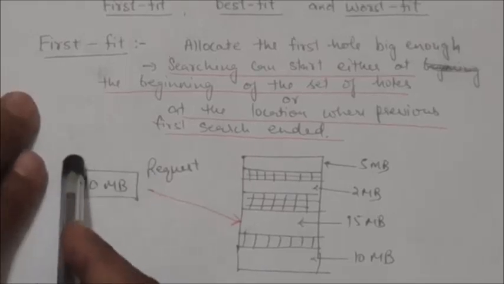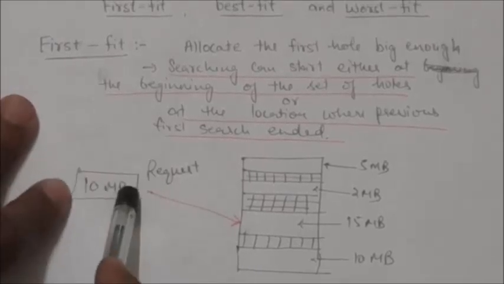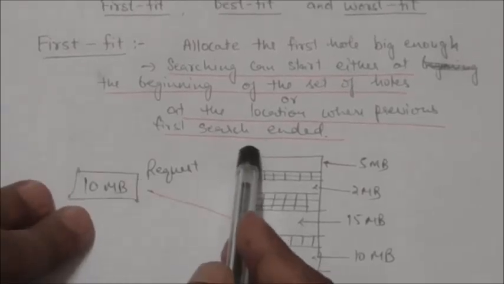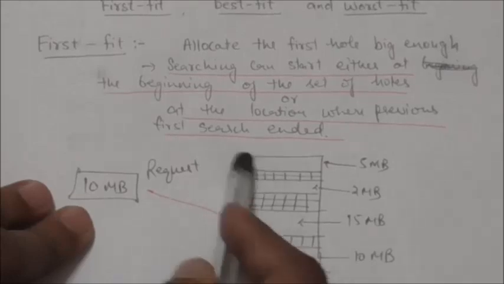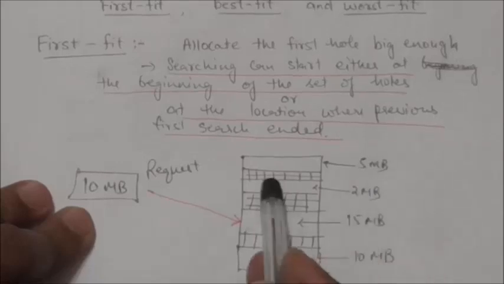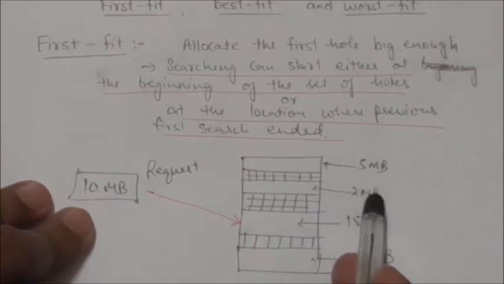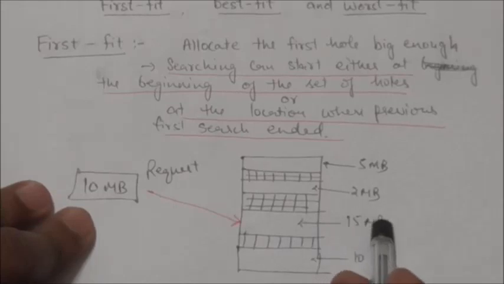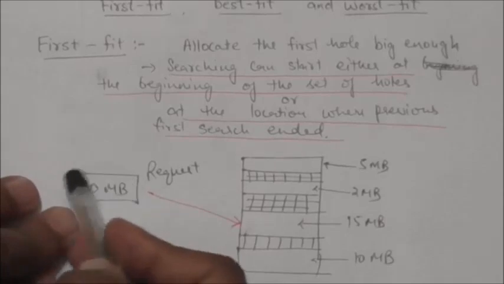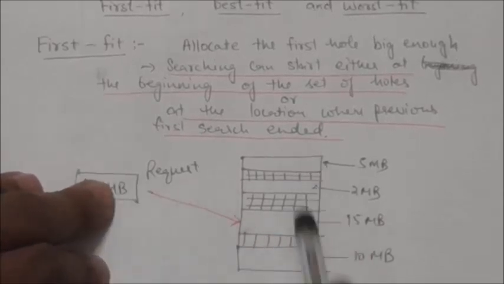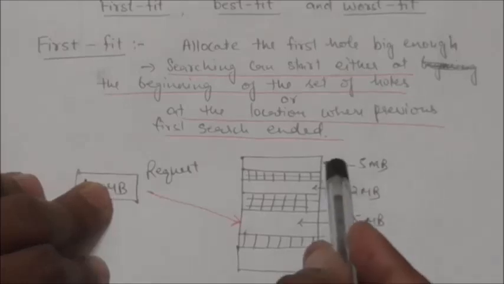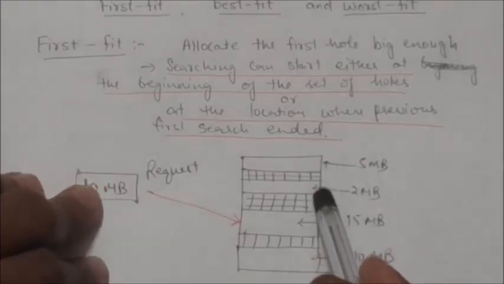Now consider that there is a request of size 10 MB. What happens in this case? The searching will start at the beginning of the set of holes. The first hole is of size 5 MB, the second hole is of size 2 MB, the third hole is of size 15 MB, and the fourth hole is of size 10 MB. The request is of size 10 MB, and we are using the first fit strategy, so searching starts at the beginning of the set of holes.